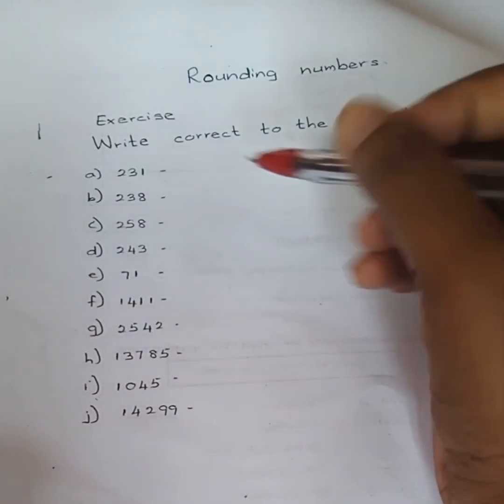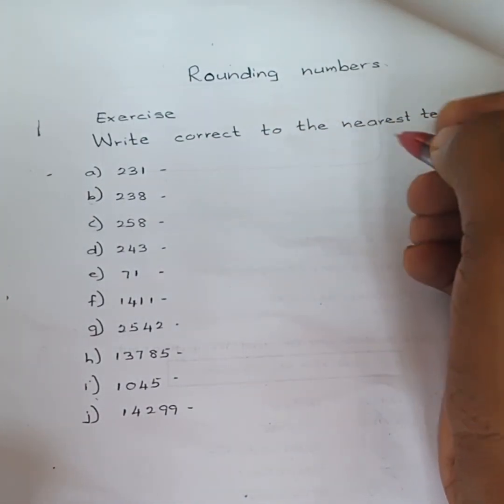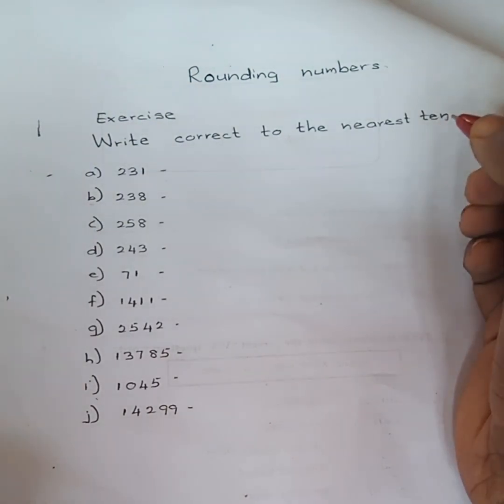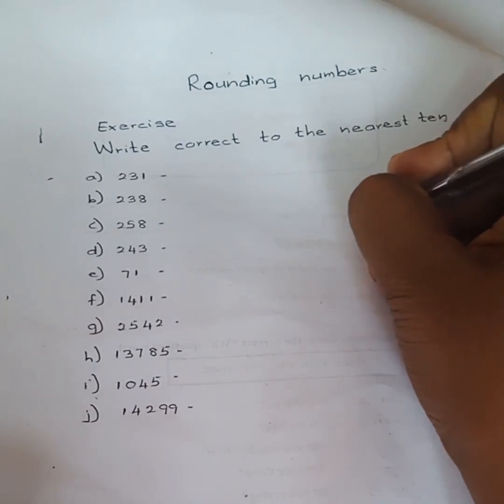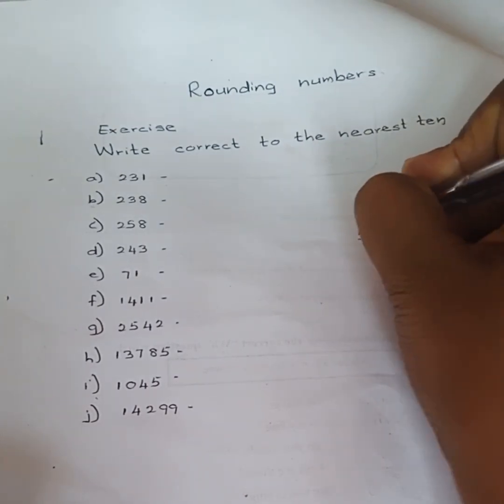Rounding numbers. Exercise: write correct to the nearest 10. So before we do the exercise, we need to know a few things. First, we need to know about the place value.